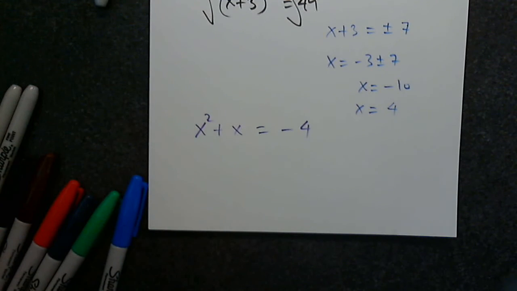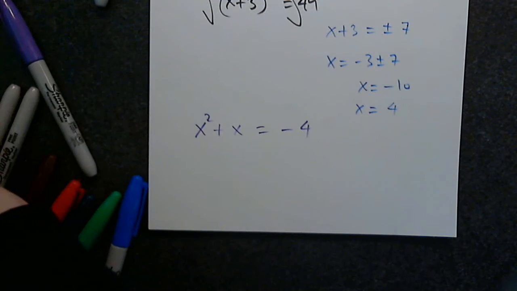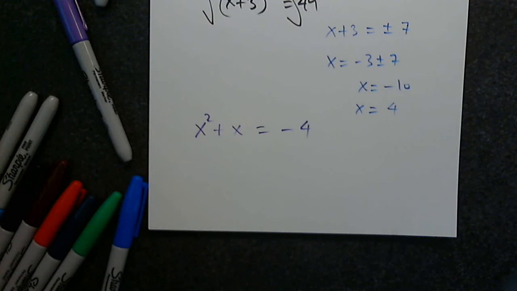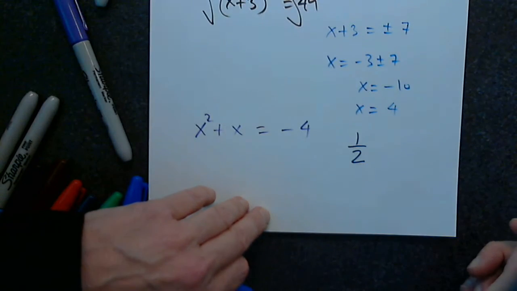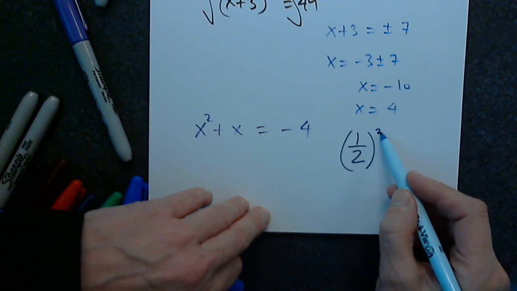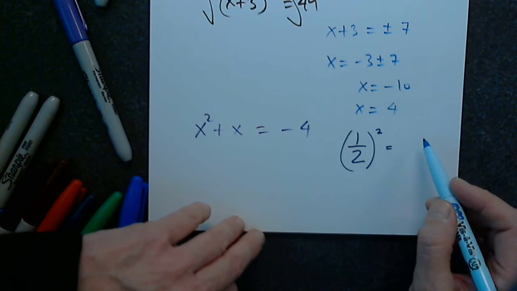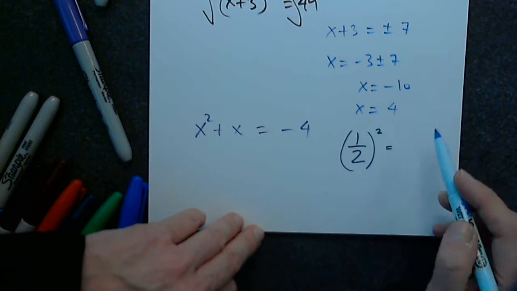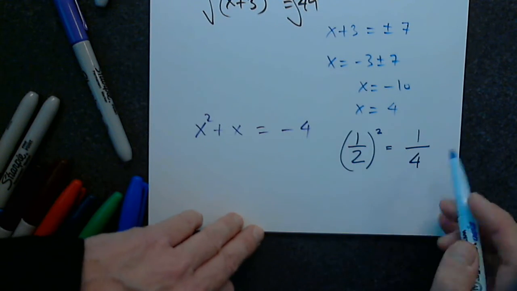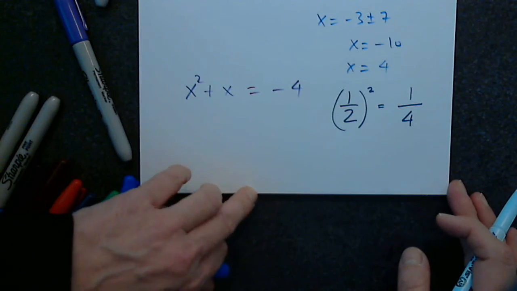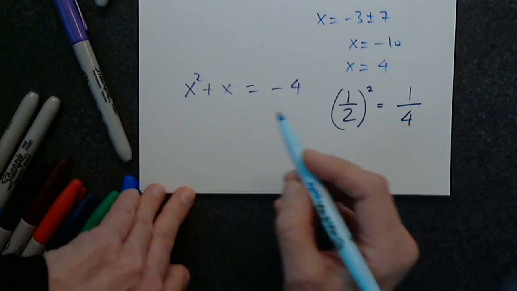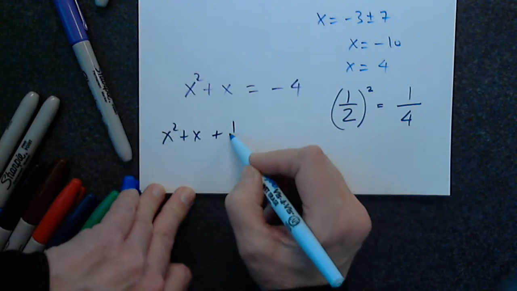Middle coefficient. We are forced to use completing the square. Middle coefficient. Excellent. Divided by 2 gives 1/2. Square 1/2. 1 squared is 1, 2 squared is 4. 1/2 squared is 1/2 times 1/2. And this is what we have to add to both sides.